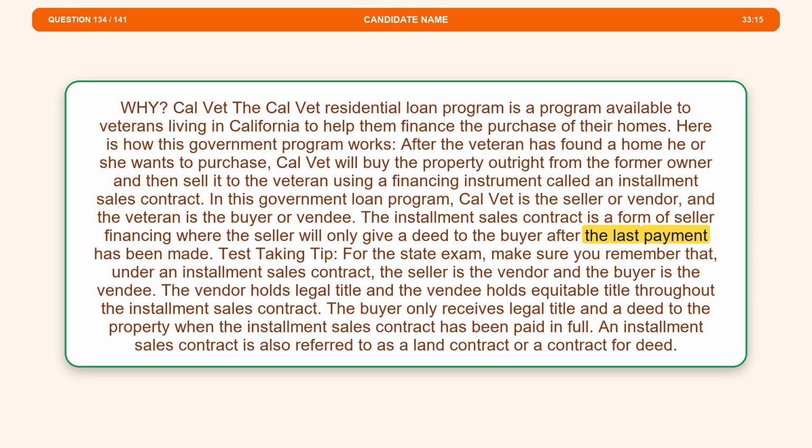Test-taking tip. For the state exam, make sure you remember that, under an installment sales contract, the seller is the vendor and the buyer is the vendee. The vendor holds legal title and the vendee holds equitable title throughout the installment sales contract. The buyer only receives legal title and a deed to the property when the installment sales contract has been paid in full. An installment sales contract is also referred to as a land contract or a contract for deed.